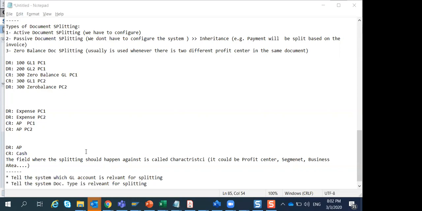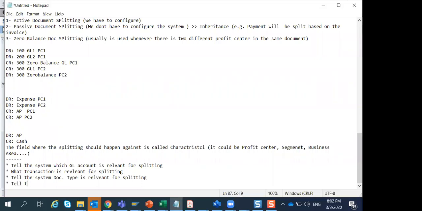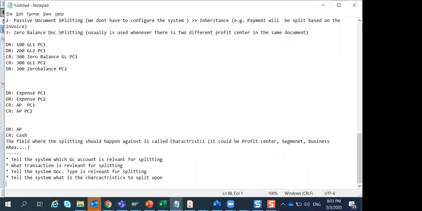Anyway, we have to tell the system. The system will ask which document type is relevant for splitting, which GL account is relevant for splitting, and what transaction is relevant for splitting. After that, we have to tell the system what the characteristic is. Anybody know what characteristic means? It's the field to split on, for example segment, or profit center, exactly.